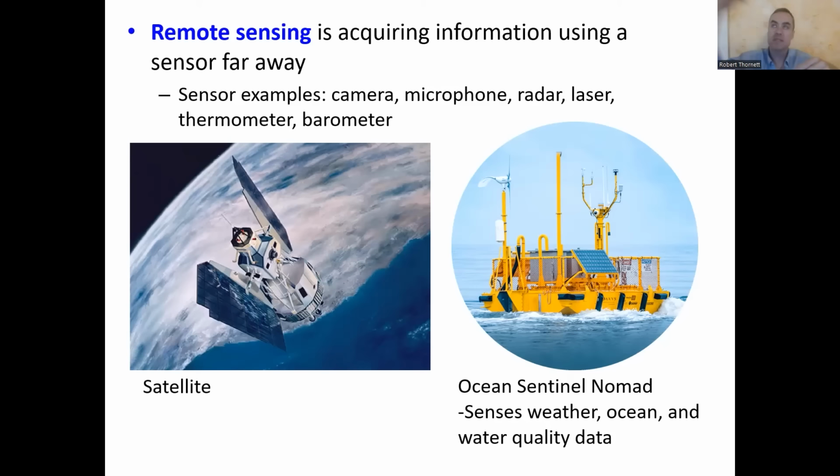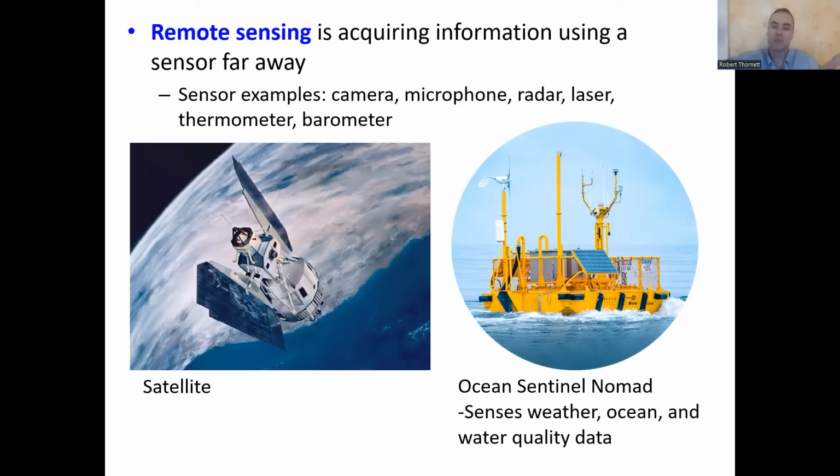There are many, many satellite types that go around the world monitoring all kinds of things, from weather and clouds and winds to the temperatures of the oceans. But there's also remote sensing of other types. For example, there's this Ocean Sentinel Nomad, which is a floating buoy in the ocean. There's nobody on there. They just put it out there and it senses the weather conditions, the ocean temperatures, current directions, salinity, the water quality, all kinds of these.